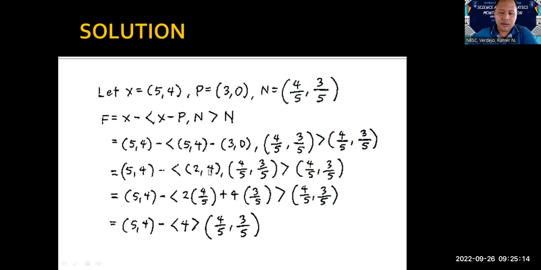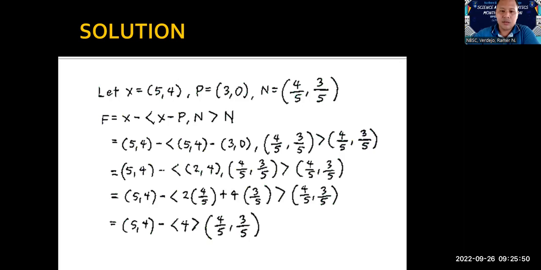Next, we conduct the dot product. So to simplify this expression here in the middle, we multiply the first component 2 by its corresponding first component, that is 4/5, plus the second component times the corresponding second component. So we have here 2 times 4/5 plus 4 times 3/5. So the sum is 4.